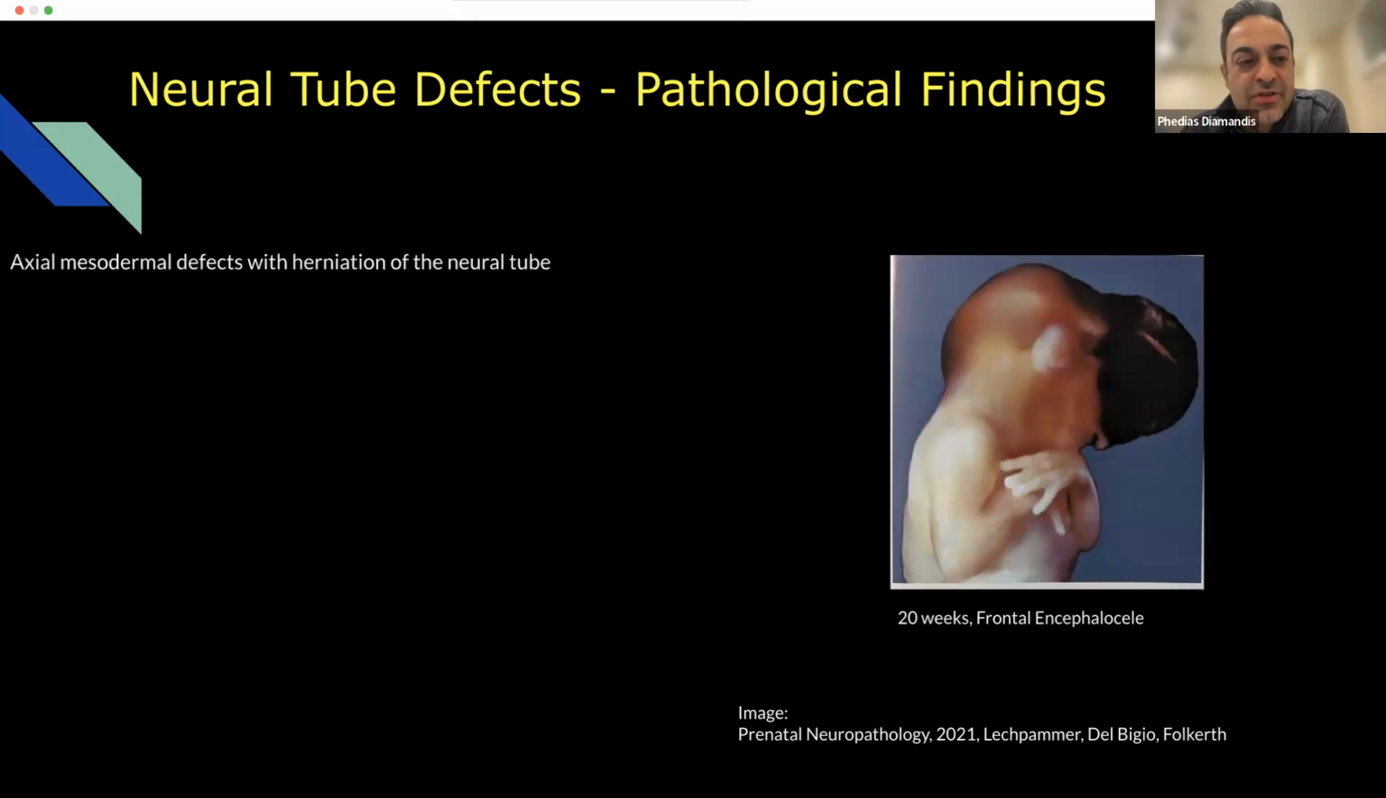So moving on to the encephaloceles, again, defects of mesodermal defects in the axial skeleton and herniation of neural tissue through these defects.